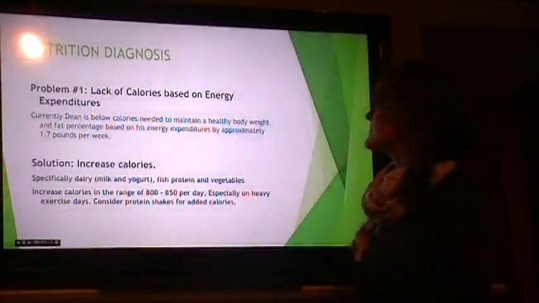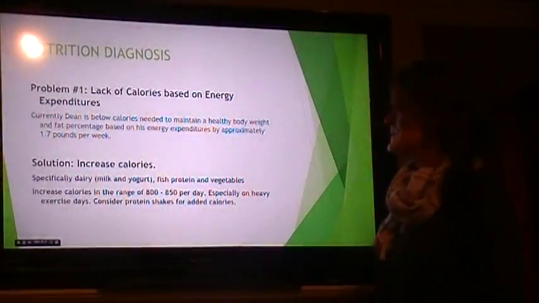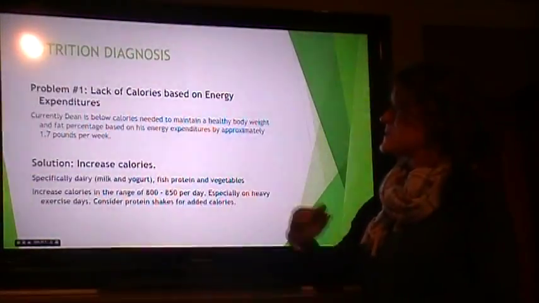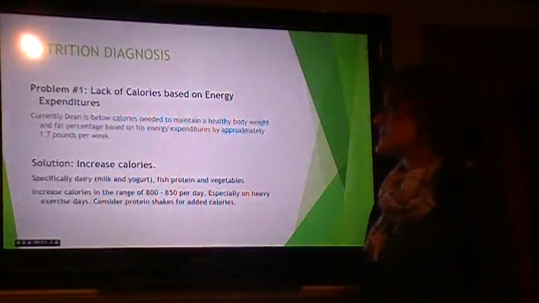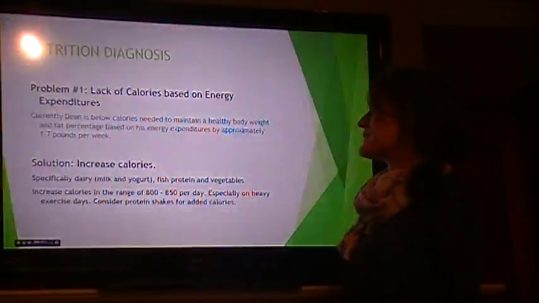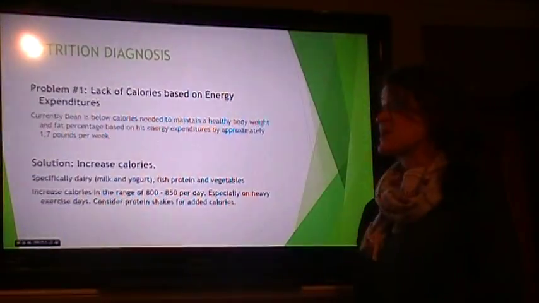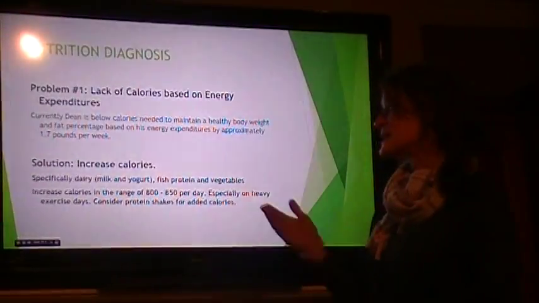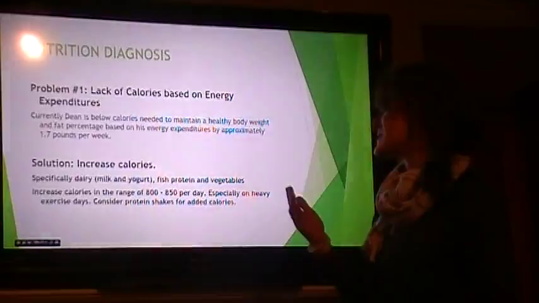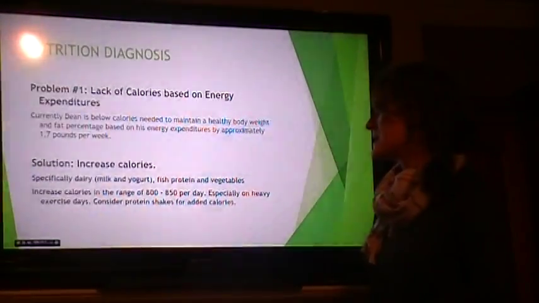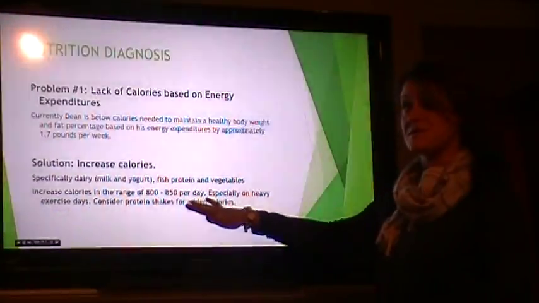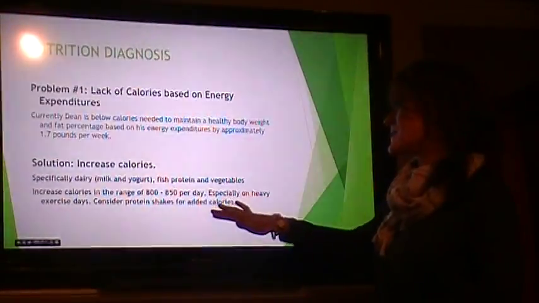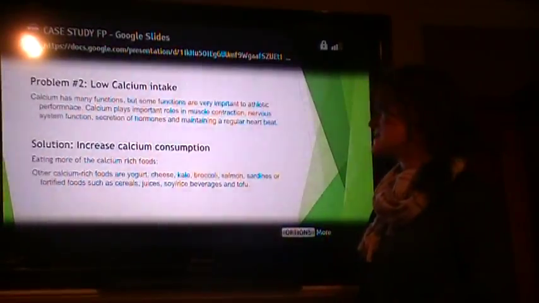On the nutrition problems, number 1 is lack of calories. Currently, Dean is below calories needed to maintain a healthy body weight and body fat percentage by approximately 1.7 pounds per week. So we need to increase his calories, specifically in dairies, fish proteins, and vegetables. Try to increase from around 800 to 850 calories per day, especially on heavy exercise days.